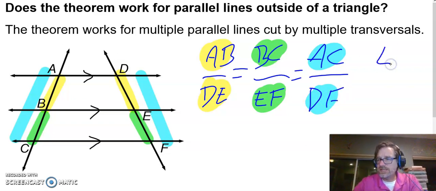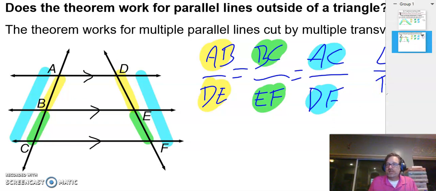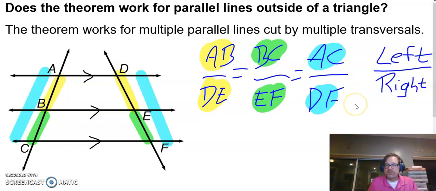So once again, I worked it out so every one of these was left over right. You want to always go the same direction. And what told me I could do that was the fact that these lines were parallel. Whenever my lines are parallel, my sides will always be cut in proportion. Alrighty, so please remember that.